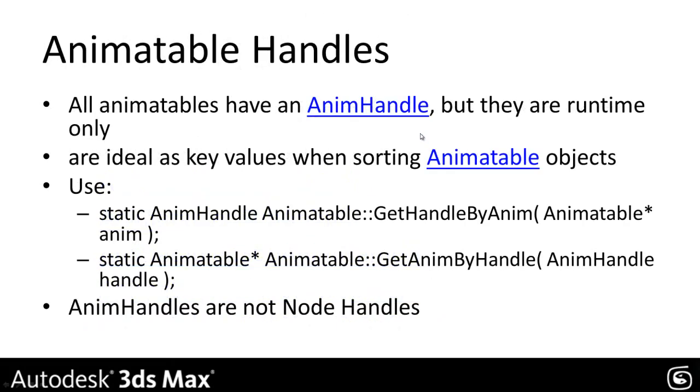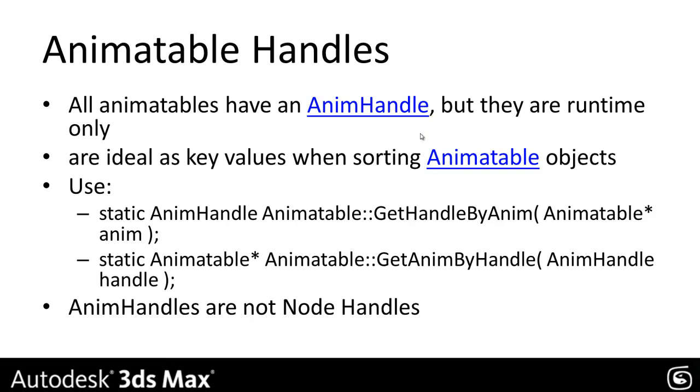So then just some miscellaneous things here about the animatable. There's an animatable handle, and we looked at this in one of the earlier presentations as well. It's basically a unique identifier for any animatable object. All animatables have this anim handle, but they are at runtime only, so they're not filed to the scene file. They're ideal as key values when sorting animatable objects. So if you're looking for animatables, it's a convenient way to look for them.